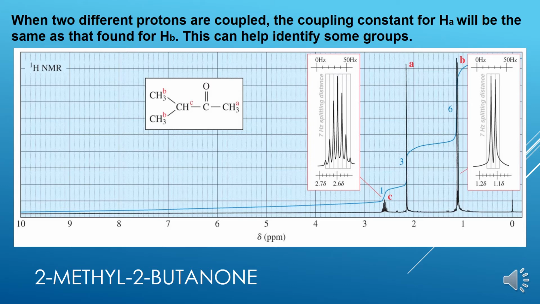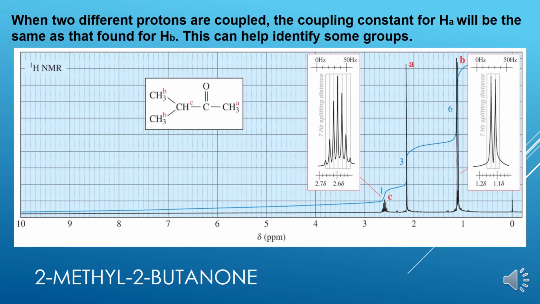Let me discuss the 2-methyl 2-butanone NMR spectra. From this NMR spectra, I conclude that when two different protons are coupled, remember, the coupling constant for one proton will be the same as that of the other proton.